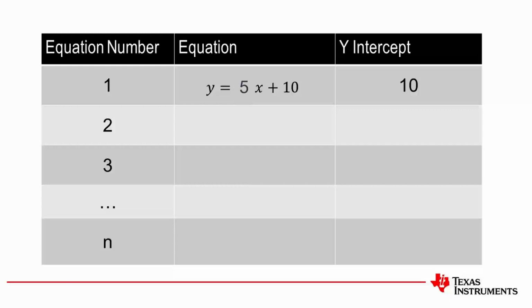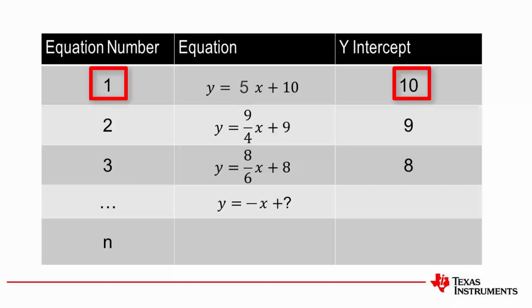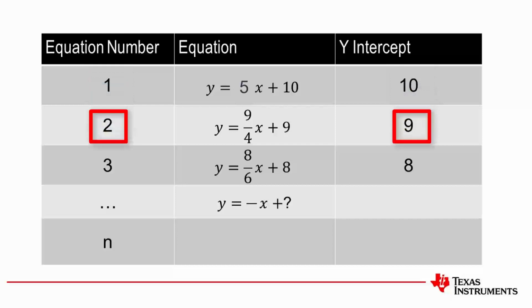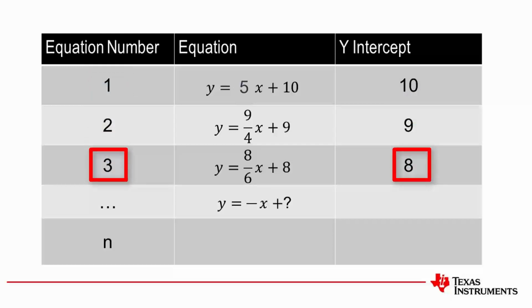In this family of straight lines, as the equation number increases, the y-intercept decreases. For equation 1, the y-intercept is 10. For equation 2, the y-intercept is 9. Equation 3, the y-intercept is 8. I can see that if I added the equation number to the y-intercept in each case, I would get a value of 11. So I can flip this relationship, or transpose it, to say that the y-intercept is equal to 11 minus the equation number.